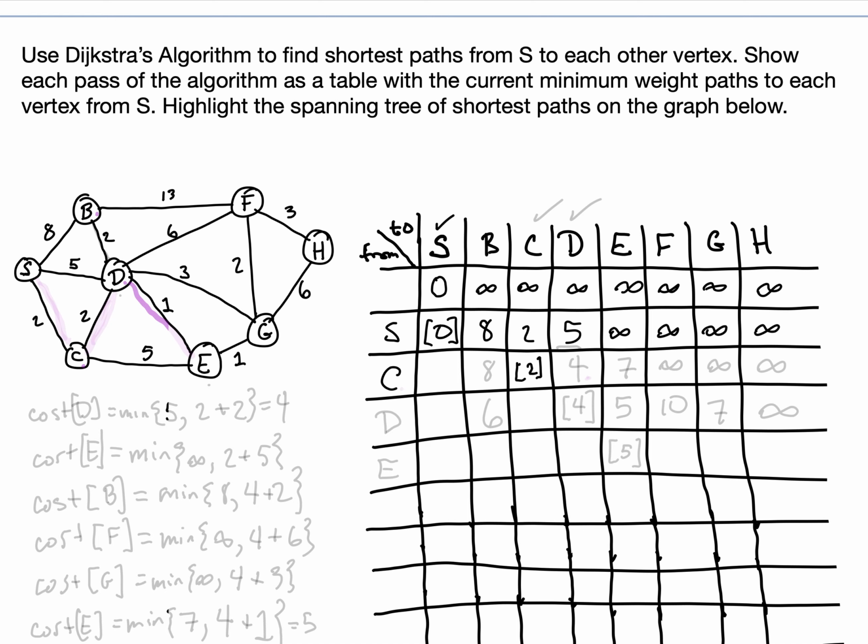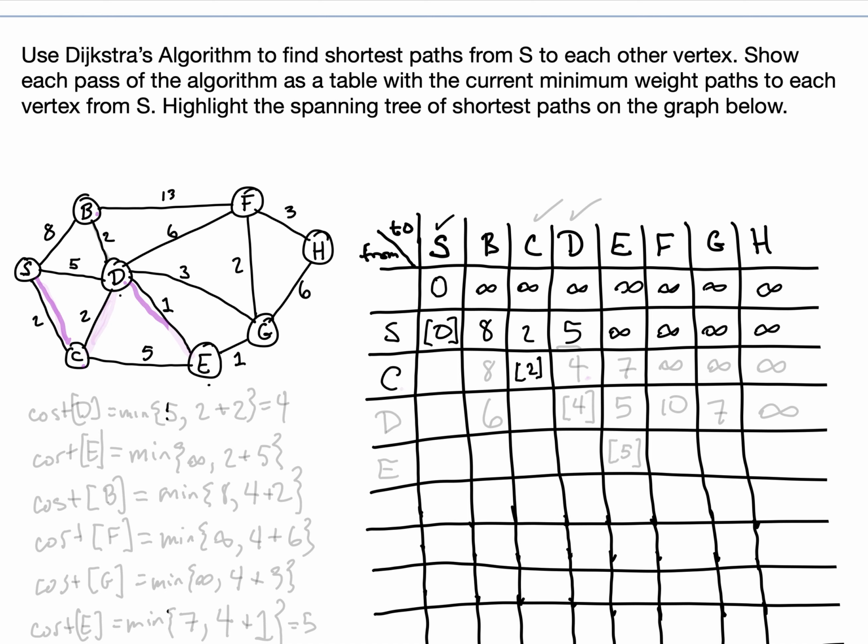Because we're processing the vertex C, that means that we do know the minimum weight path from S to C, and we can highlight it on the graph. Okay, so let's process that vertex C. We are now going to look at the cost of each of its unprocessed neighbors, D and E. We're not looking back at S because it's already been processed.